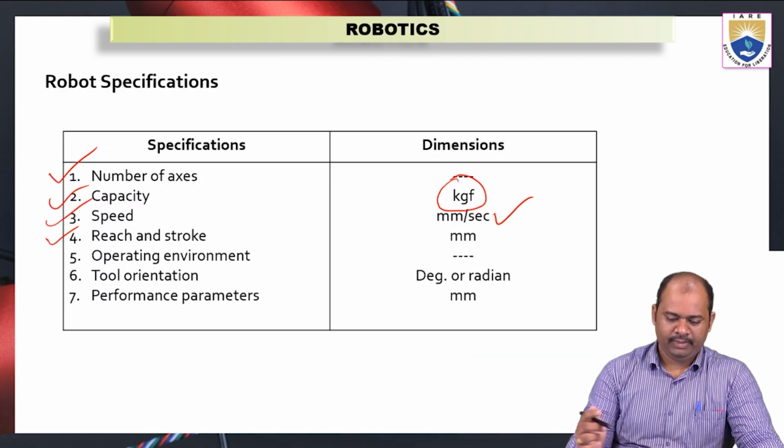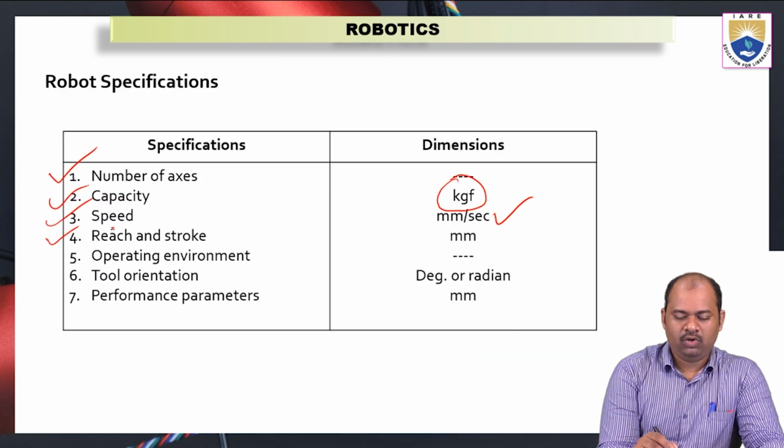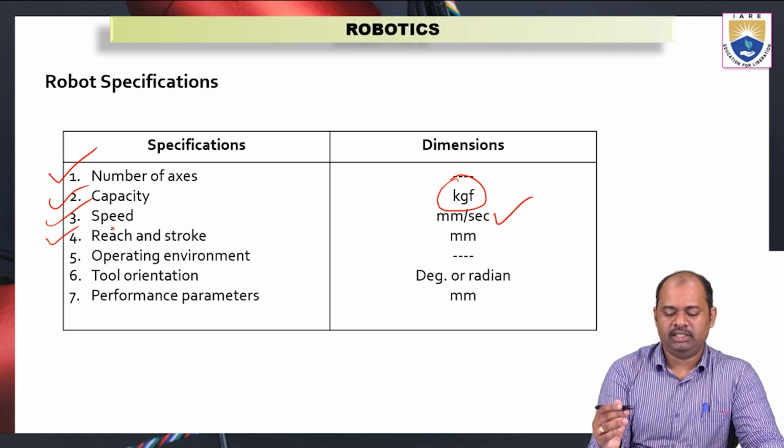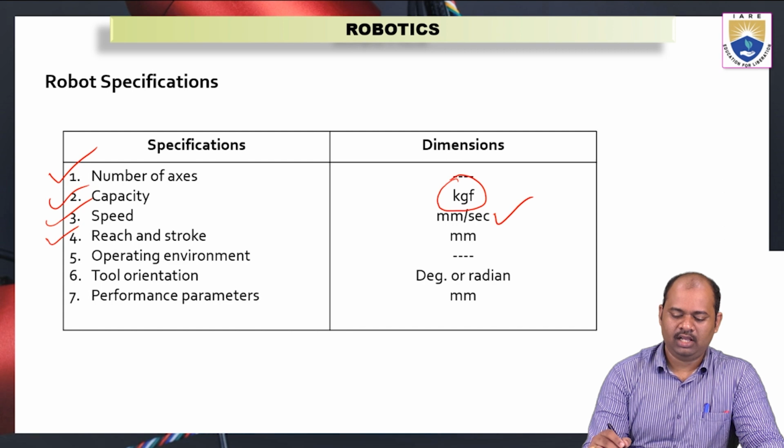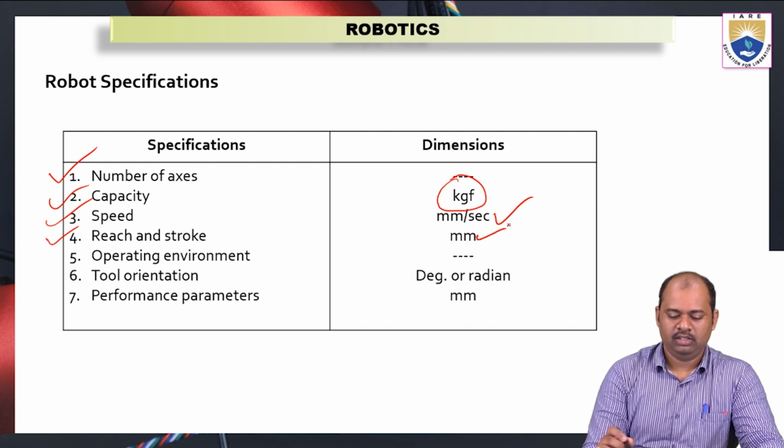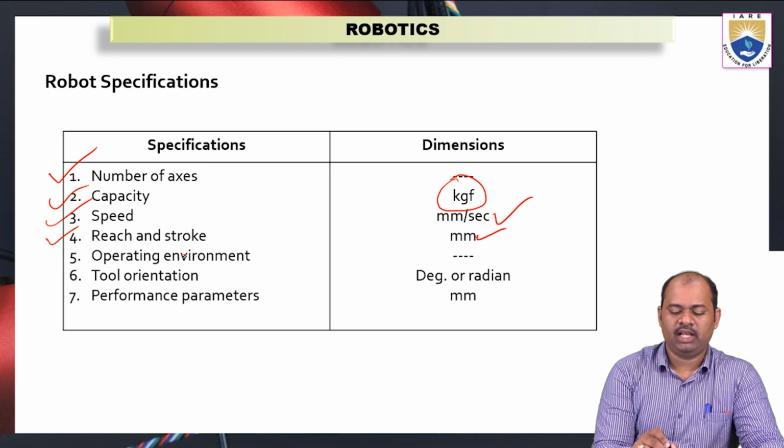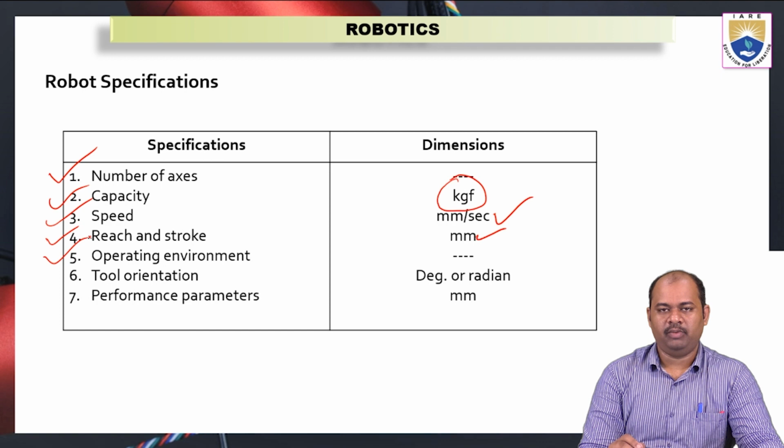So, here: reach and stroke. How much distance the robot can reach and how much stroke it can do. These are also taken as specifications and are measured in millimeters. Generally reach and stroke are calculated as linear distance. And then the fifth one is the operating environment.